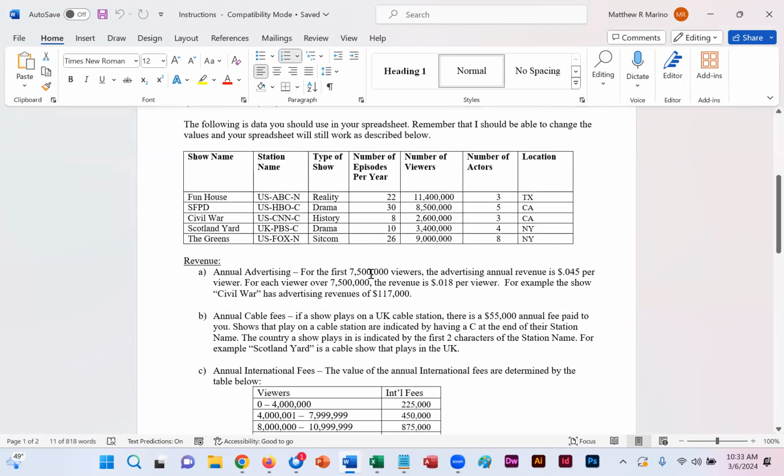Go and change the assumptions. And instead of D2 for bushels from that, you're going to pick the column here that number of viewers is in. And then here it gives you, for example, the show Civil War has advertising revenues of 117,000. So if you put in the formula, and for this third one, Civil War, you're not getting that answer, then you need to adjust the formula.